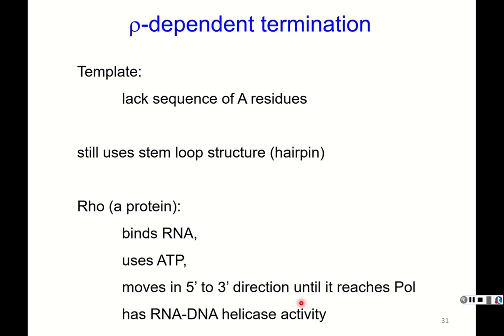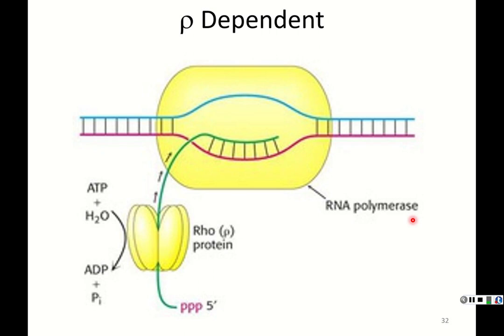Remember, a helicase is something that unwinds double-stranded nucleic acids. In replication, we talked about a helicase moving on each end of the replication bubble, acting to unwind that double-stranded DNA. Rho is like that, but it's unwinding an RNA-DNA duplex. Okay, so this is how Rho functions.